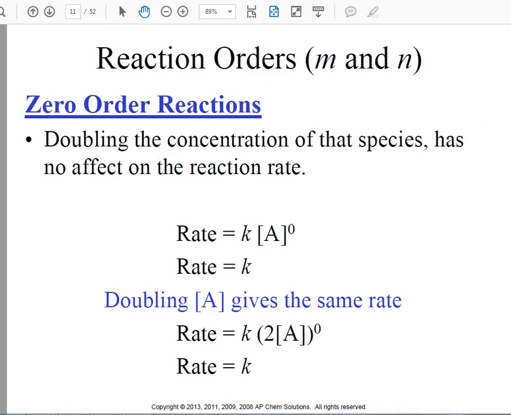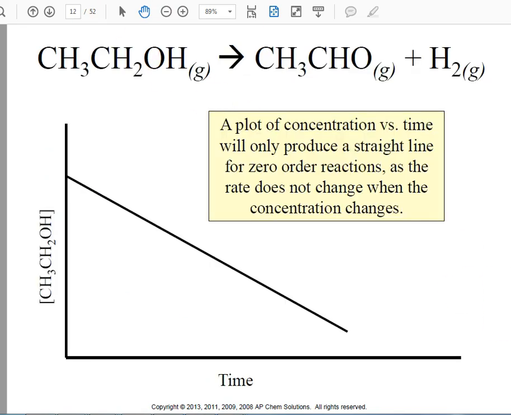All right, again, just bear with me as we build here. This is an example of a zero order reaction over time. So the concentration of that species over time is going to be a straight line if it's a zero order reaction. Because the rate, right, the slope, does not change as the concentration changes.